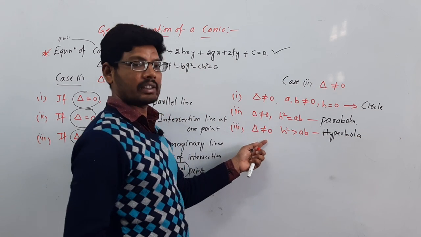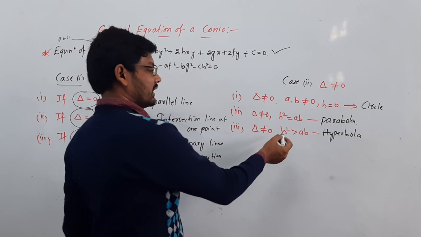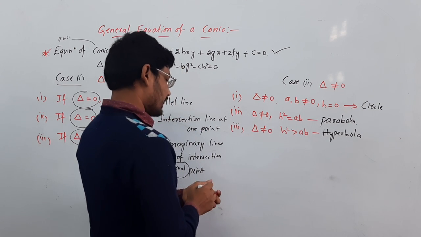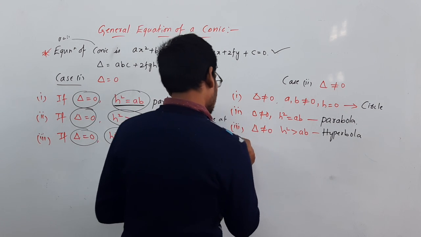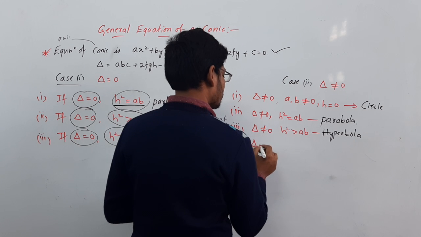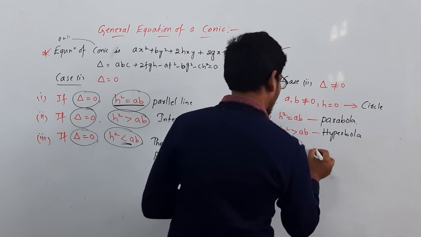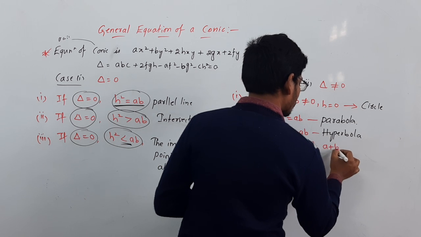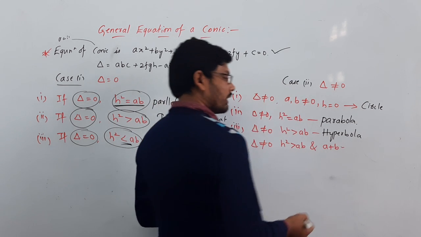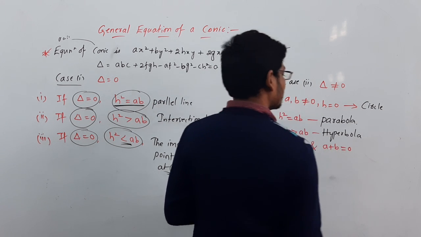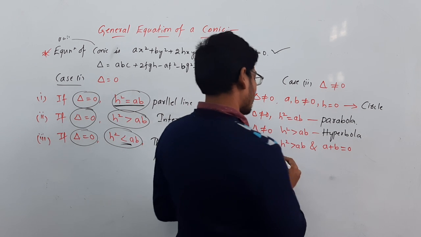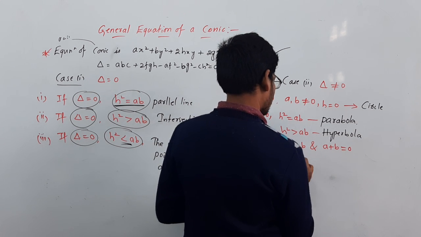This is when delta is not equal to 0 and the condition h square greater than ab is satisfied, it is a hyperbola. And in this case, one more: delta is not equal to 0, h square is greater than ab, and the sum of the coefficients of x square and y square is equal to 0, then it is said to be a rectangular hyperbola.